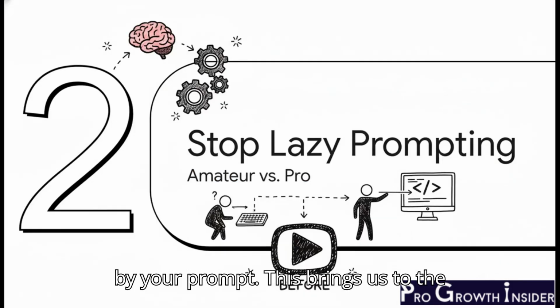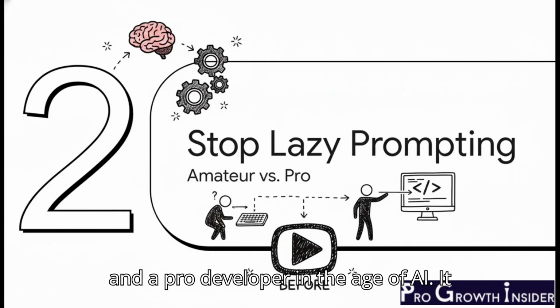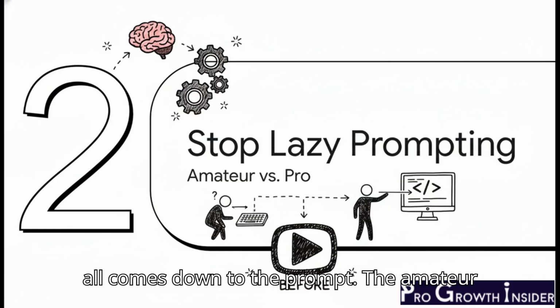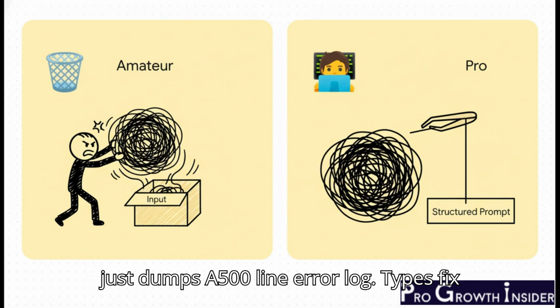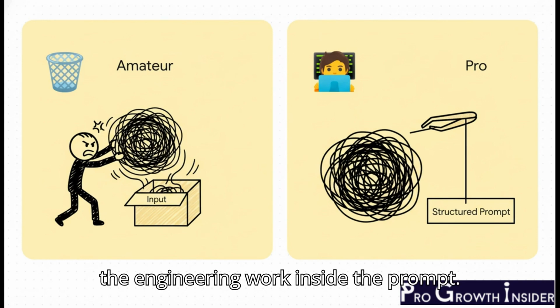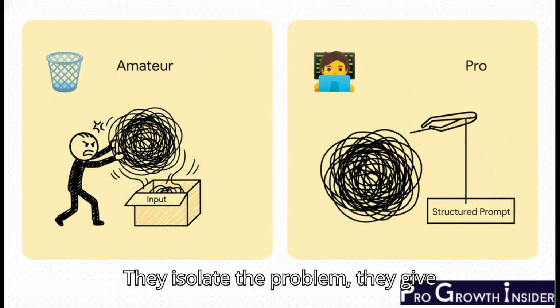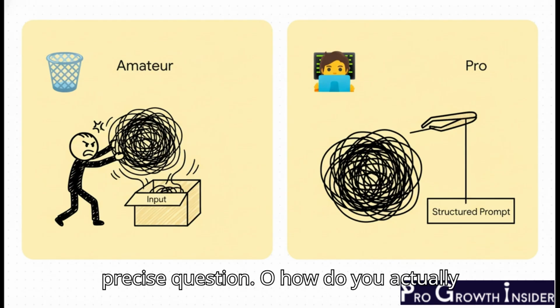This brings us to the fundamental difference between an amateur and a pro developer in the age of AI. It all comes down to the prompt. The amateur just dumps a 500-line error log and types, "Fix this," hoping for a miracle. The pro does the engineering work inside the prompt. They isolate the problem, they give context, and they ask a very, very precise question.